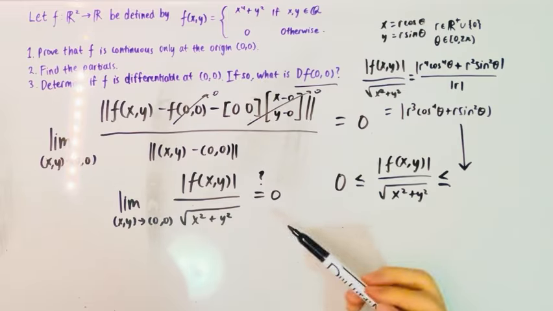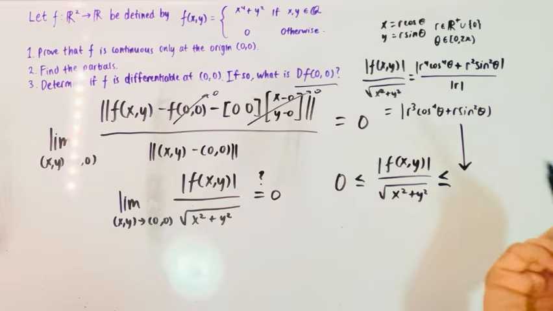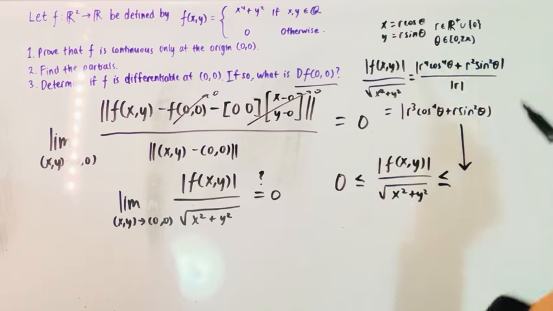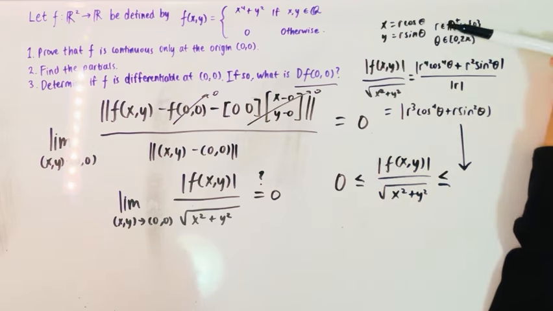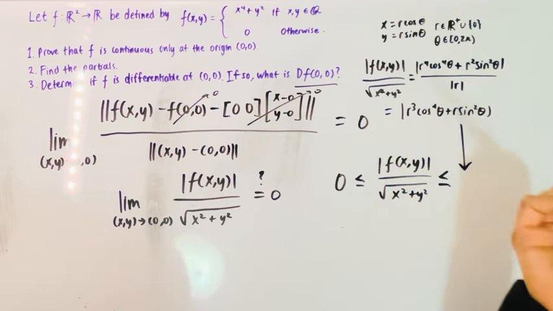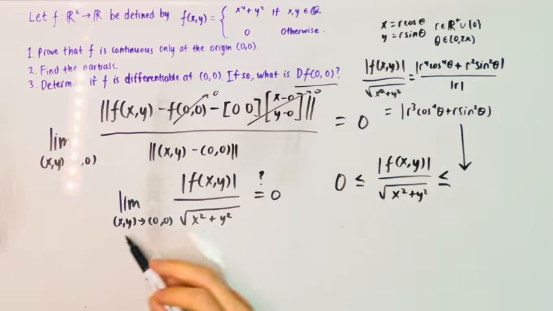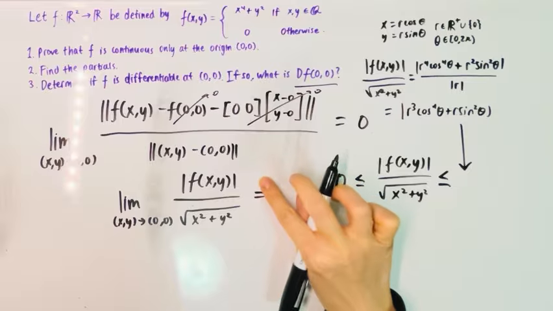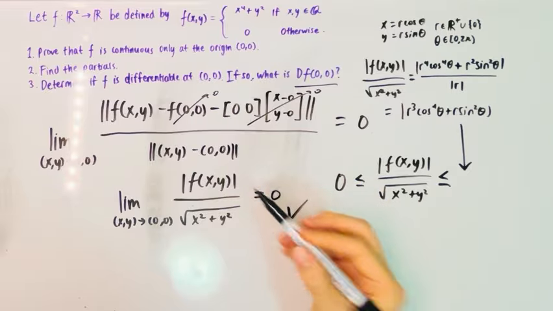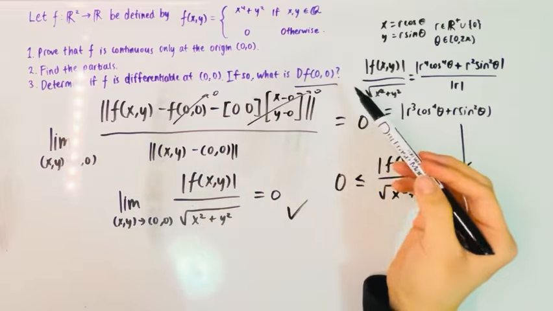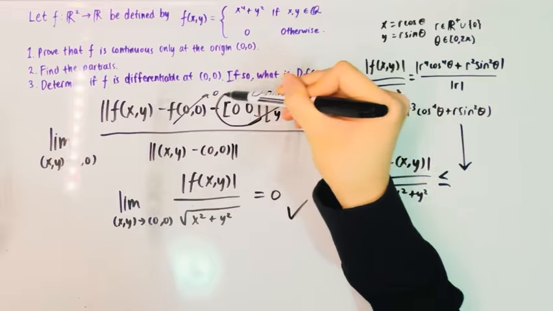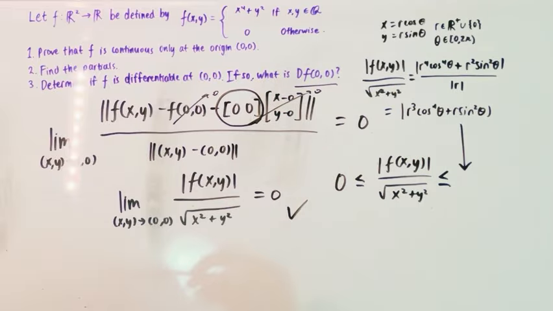Now, taking the limit as (x, y) goes to 0 is just going to be the same as taking the limit as r goes to 0 from the right. Make sure you see why this is true. Then by the squeeze theorem, this is equal to 0. In other words, f is differentiable at (0, 0), and Df(0, 0) is going to be our candidate. That's all.